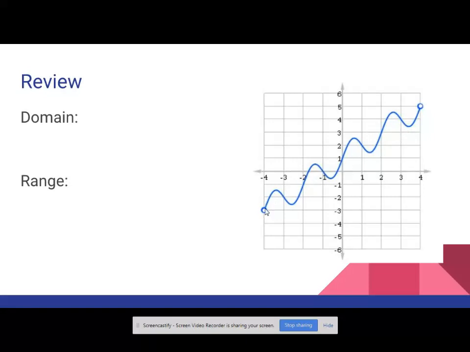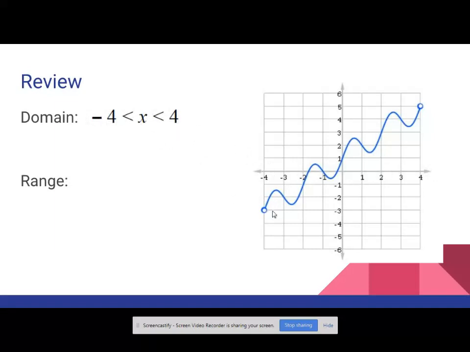So when you're listing the domain for a continuous graph like this, we're really looking at which x values work for this graph. And so we're looking at the least x value, -4, -5 wouldn't have anything there. So -4, everything in between, and the greatest x value, in this case 4, 5, it doesn't go all the way to 5. And then we would say everything in between -4 and 4. So the domain would look like this, -4 and 4.